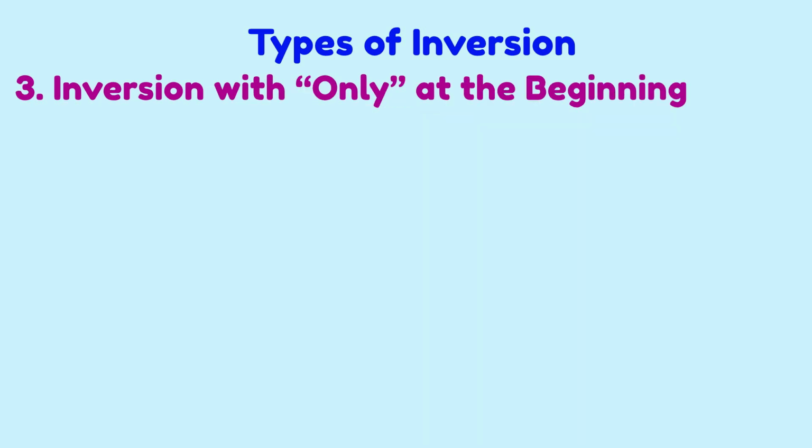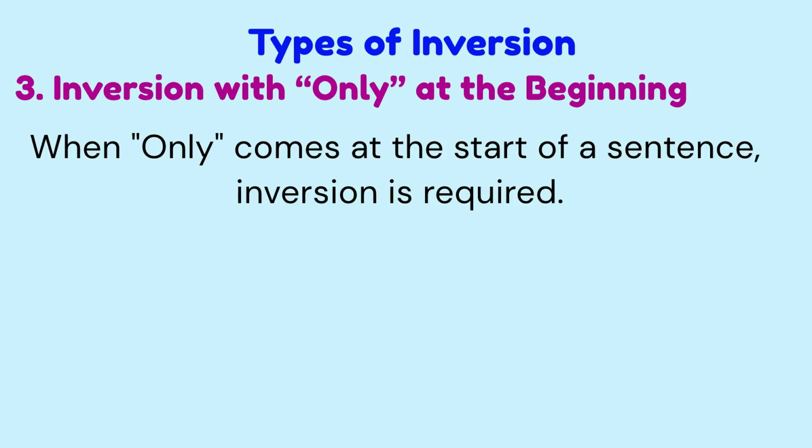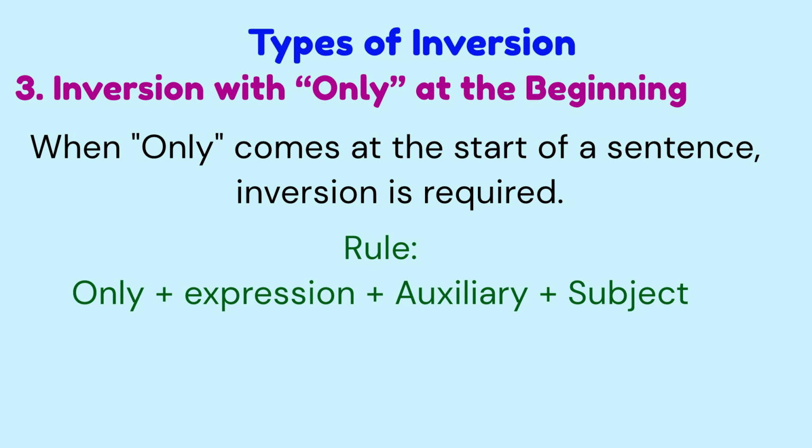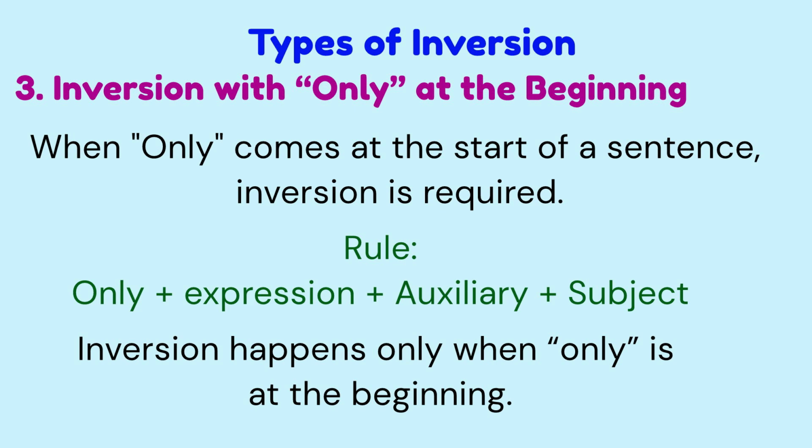Next type is inversion with only at the beginning. When only comes at the start of a sentence, inversion is required. Its rule is only plus expression plus auxiliary plus subject. Inversion happens only when only is at the beginning.